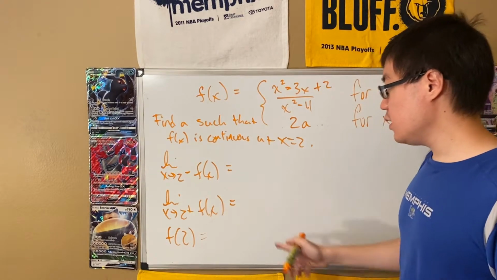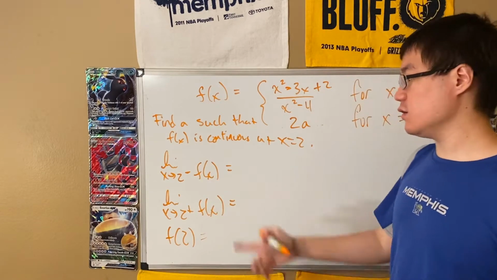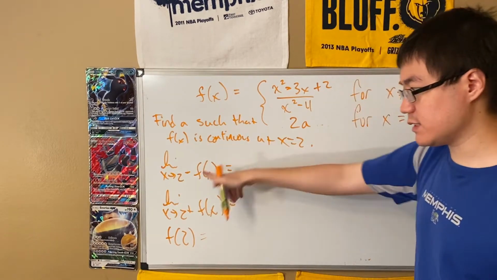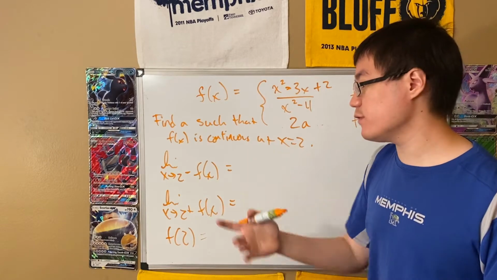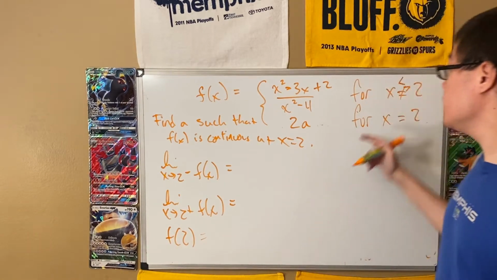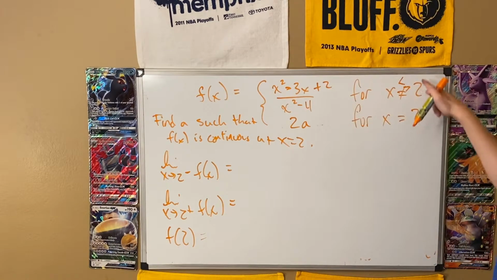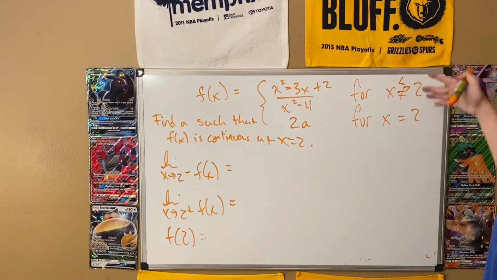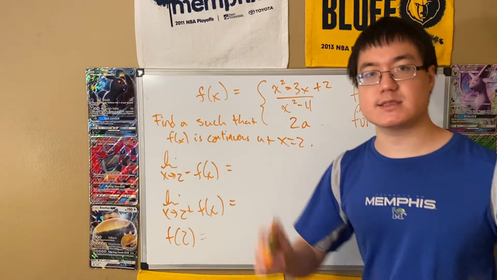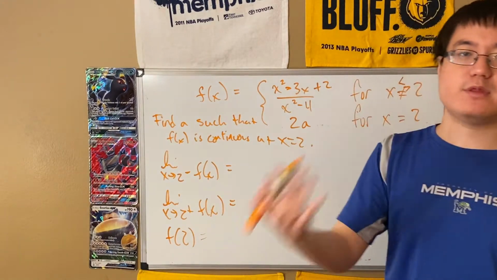Same thing as before. What we need to do is find the limit of f of x as x approaches 2 from the left and as x approaches 2 from the right. But we're going to be using this top function because that's the function that involves less than or greater than, even if it was presented as not equal, because they're the same thing.